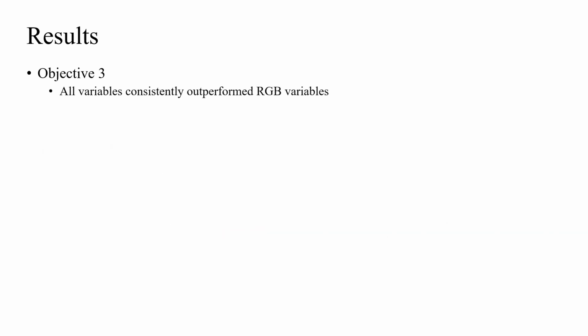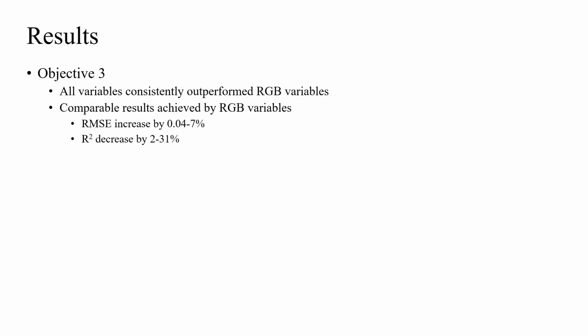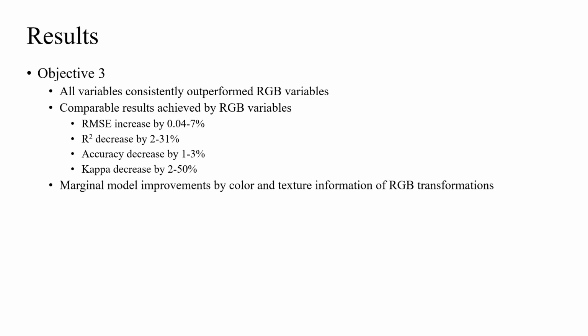Overall, all predictor variables consistently outperformed RGB variables. However, very comparable model performances were achieved by only using the RGB variables, which only brought a 0.04 to 7% RMSE increase, a 2 to 31% R-squared decrease, a 1 to 3% accuracy decrease, and a 2 to 50% kappa decrease. This result suggested that the color and texture information of RGB transformations could only bring marginal improvements to the models developed using solely the original RGB color and texture features.